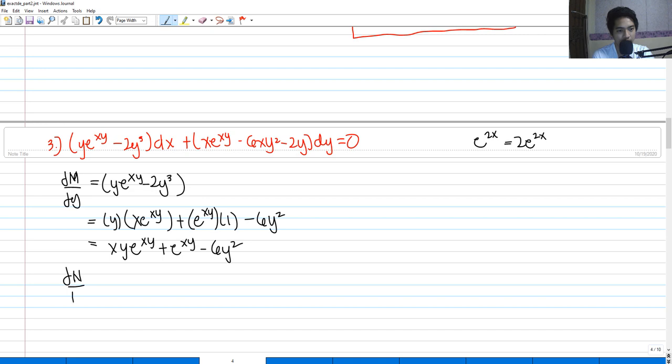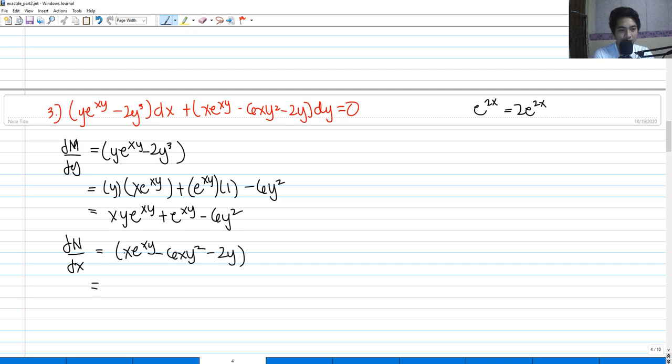Partial of N with respect to x. That is x e raised to xy minus 6xy squared minus 2y. Taking the partial derivative with respect to x, this is again the product rule because both factors have x. So we have x, and the y here would be considered a constant, so we have y e raised to xy. Plus, copy the second one, we have e raised to xy multiplied by the derivative of x, which is 1.